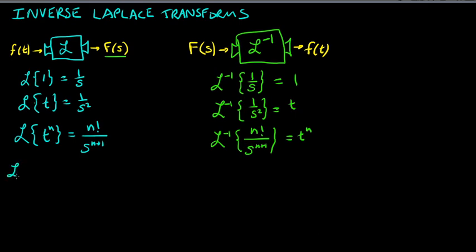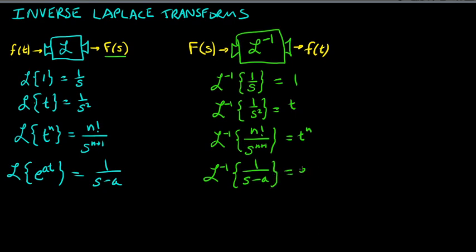What else did we do? The Laplace transform of e to the at, where a was just a constant, was 1 over s minus a, right? So that means the inverse transform of 1 over s minus a will just equal e to the at. And you can see, by the way, this works. If a is 0, e to the 0 is 1, so this is just 1 over s, right? You just get back to this again. So some of these are a little bit redundant in the sense that this one's a little more general than this one up here, right? But that's fine.